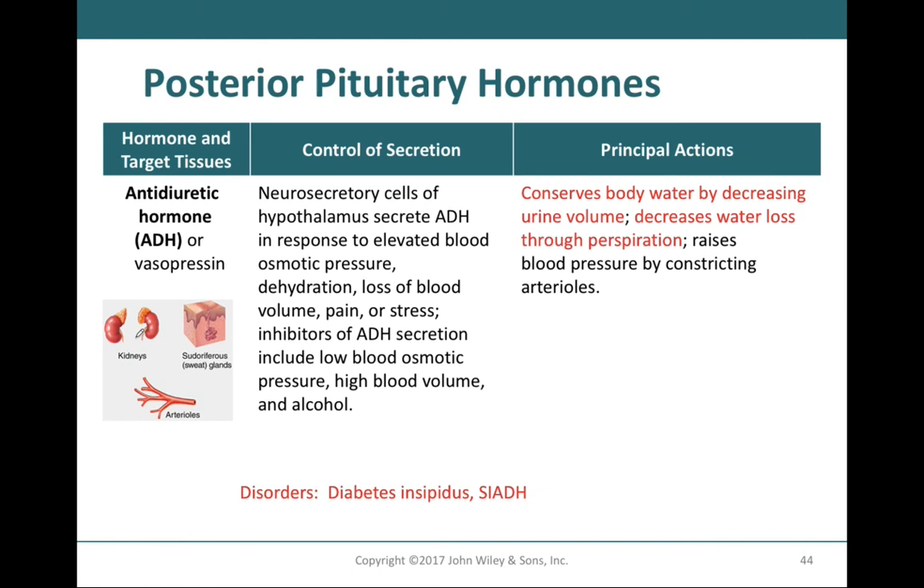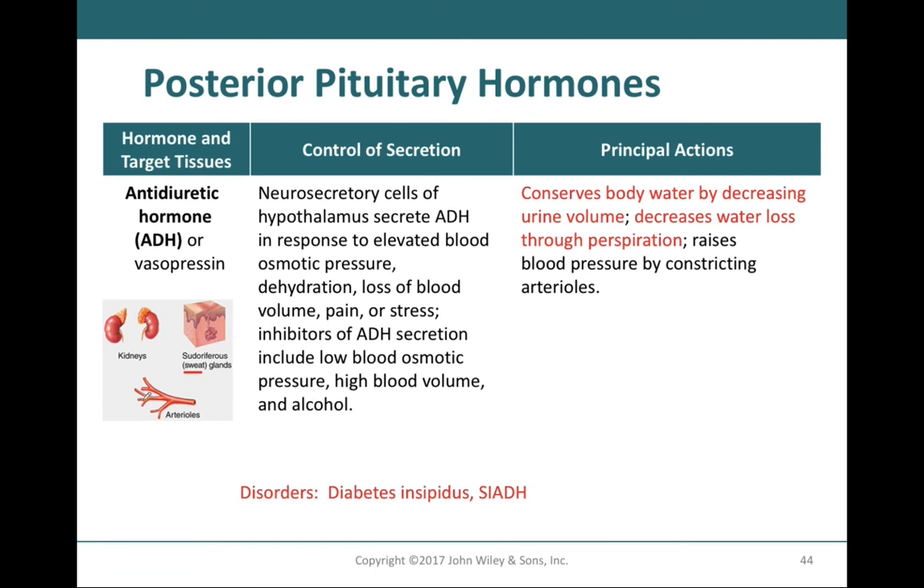So when antidiuretic hormone is released, it's going to go and affect the kidneys and basically tell the kidneys to not produce as much urine. And that's one way that we can prevent water loss from the body. We also see that antidiuretic hormone affects our sudoriferous glands, which are also known as the sweat glands. So this is going to inhibit those from releasing more water and causing us to lose more water through sweat.